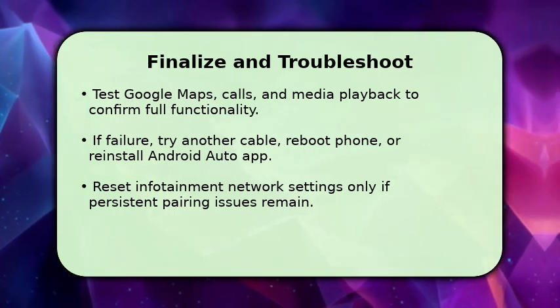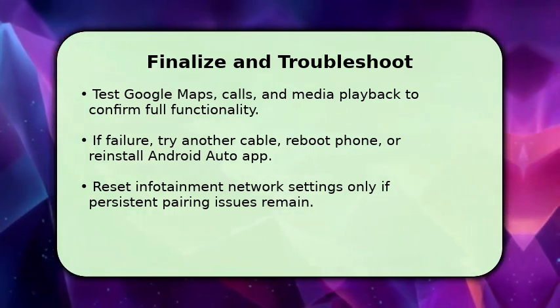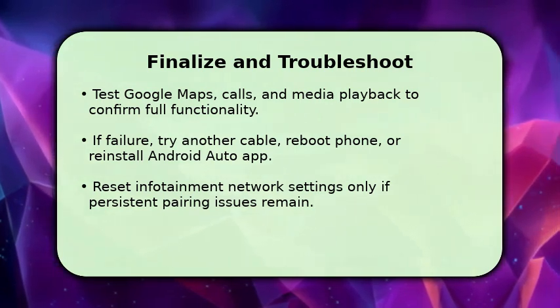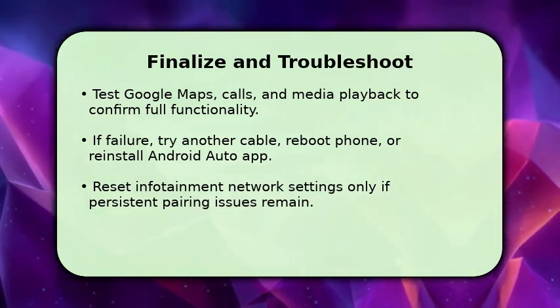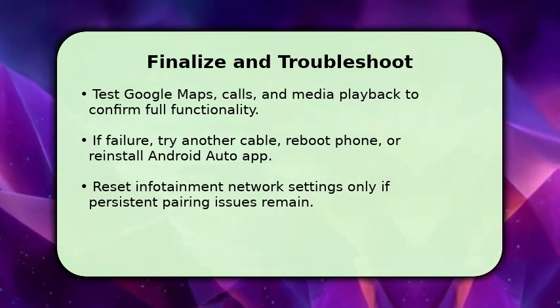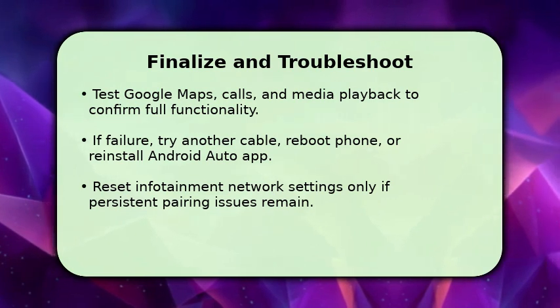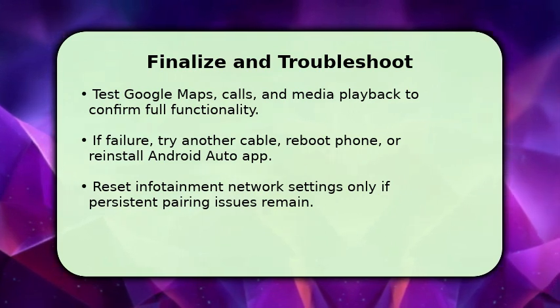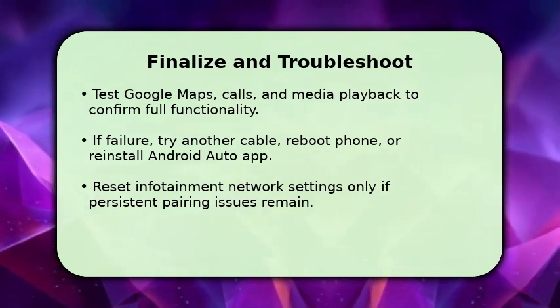If something fails, don't panic. First, swap to a known good cable and restart your phone. These simple steps fix most issues. If problems persist, clear the Android Auto app cache or reinstall it, and unpair then repair Bluetooth on the head unit. As a last resort, reset the car's network or infotainment settings. That often restores a clean pairing and reliable Android Auto behavior.